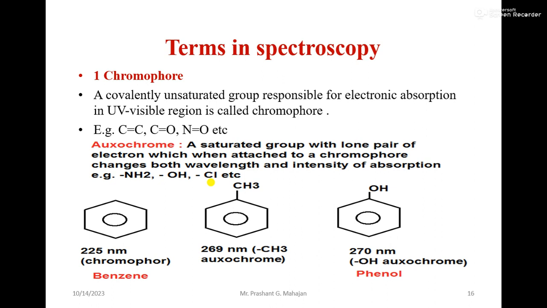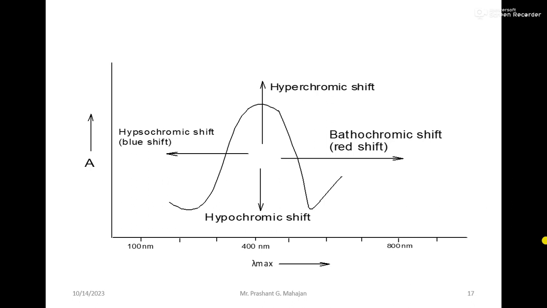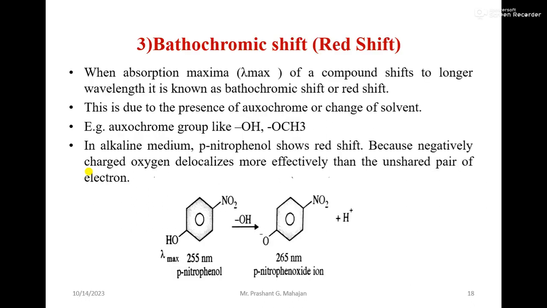Next, the shifts: bathochromic shift, hypsochromic shift, hyperchromic shift, hypochromic shift. If you see the diagram, on the x-axis there is lambda max. That means bathochromic shift or red shift is related to the lambda max, and hypsochromic shift is also related to the lambda max, and hyperchromic and hypochromic shift are related to the absorption coefficient. So let us see the next term, that is bathochromic shift, that is red shift.